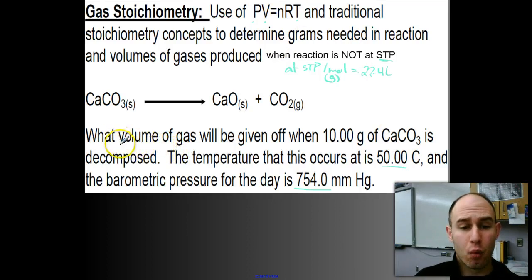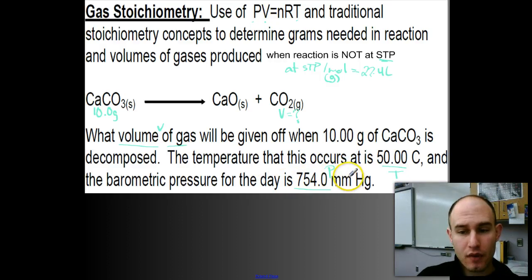What volume of a gas will be given off when 10 grams of calcium carbonate is decomposed? So up here, I'm going to put down my 10 grams of calcium carbonate, and it wants to know what volume of a gas. So volume is unknown because this is my gas. The temperature that this occurs at is 50 degrees Celsius, and a pressure of 754 millimeters of mercury.